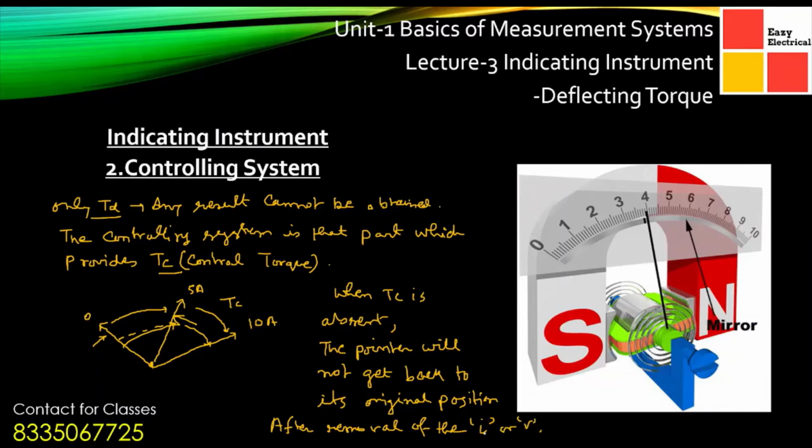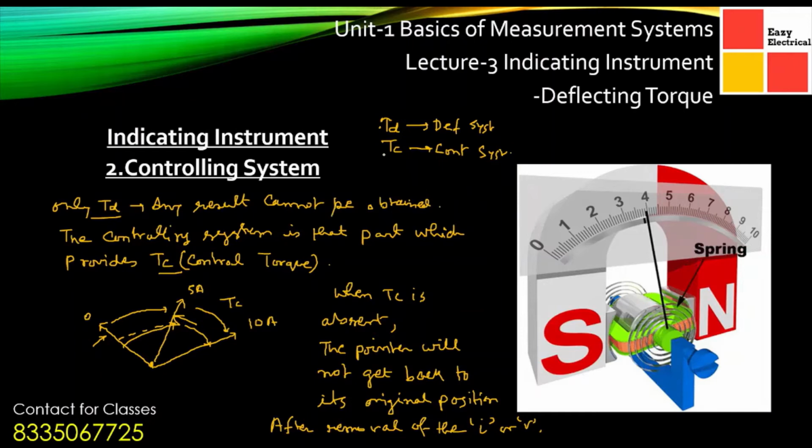Okay, so two main understandings we have developed. First of all, we have developed the understanding of the deflecting torque. The deflecting torque is produced by the deflecting system. Next is the control torque. Control torque is the balancing torque or the restoring torque which is produced by the controlling system. Now if we do not have the controlling torque, what will happen? Due to the deflecting torque we cannot get a particular value, because we do not have control over the instrument.